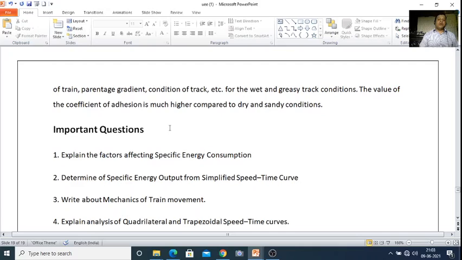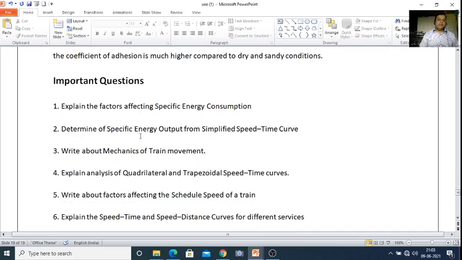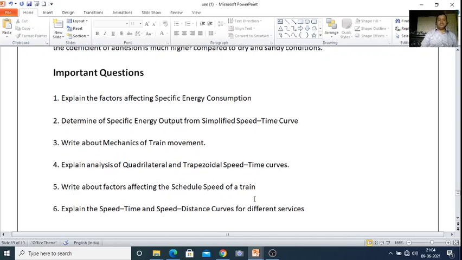So these things are to be kept in mind, and some of the questions that can be asked are: explain the factors affecting the specific energy consumption, determine the specific energy output for a simplified speed time curve, write about the mechanics of train movement, write about the factors affecting the schedule speed of the train, and explain the speed time curve and the distance curve for different services.